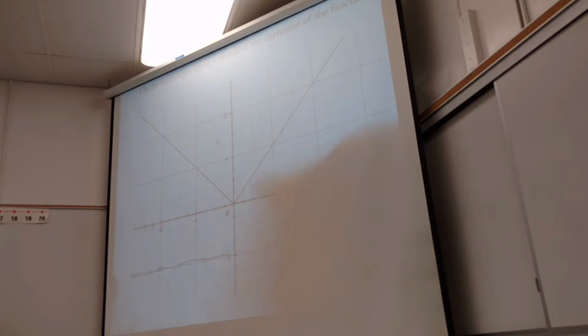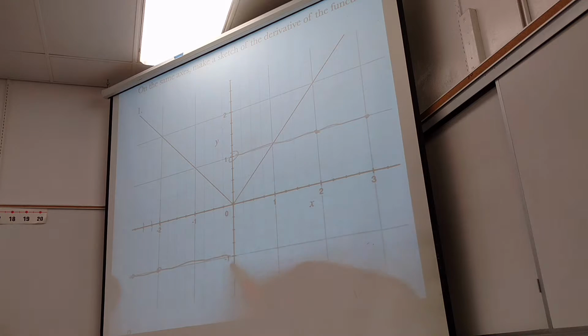What's the slope up here? Positive 1. So now the slope here is positive 1. The slope at 2 is positive 1. So it's going to look like this. Now what's going to happen at 0? What do you think? Good. The slope is undefined at 0, right? Because the slopes don't agree.